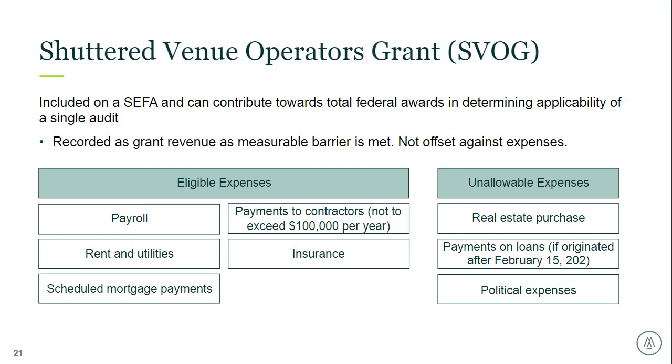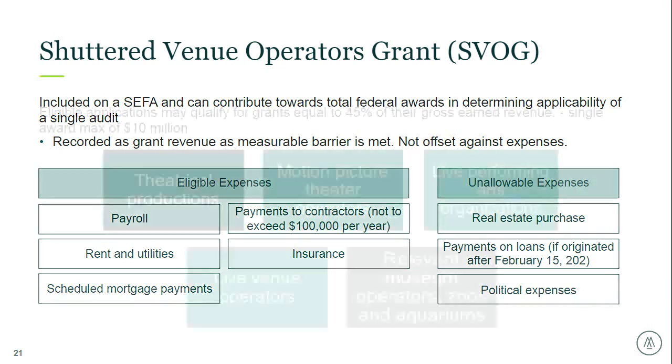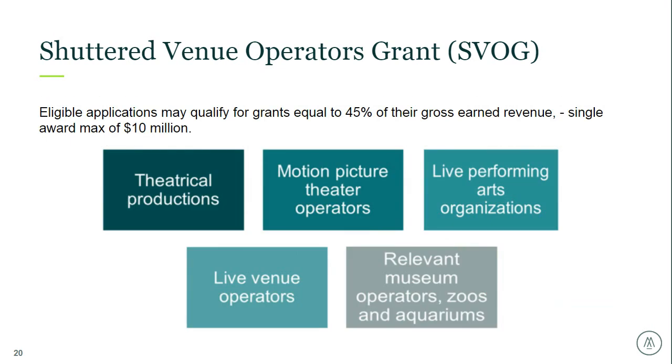It's recorded as grant revenue, and there is no offset against expenses, and you base it off of the eligible expenses. So you can see the eligible expenses, and then you can see their types of expenses that would not be eligible, determining whether you were able to meet that. And I'm going to go back a slide here. You were able to meet that qualification.